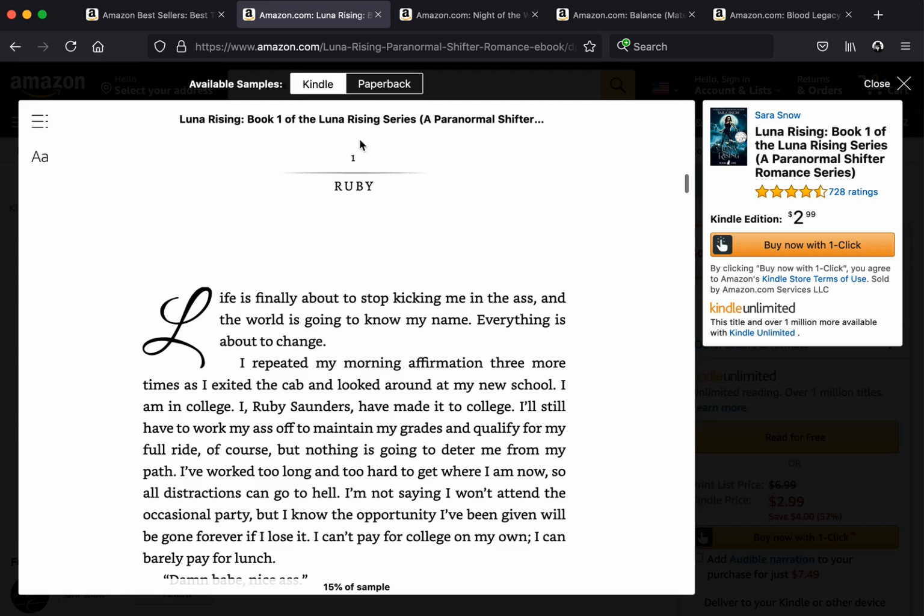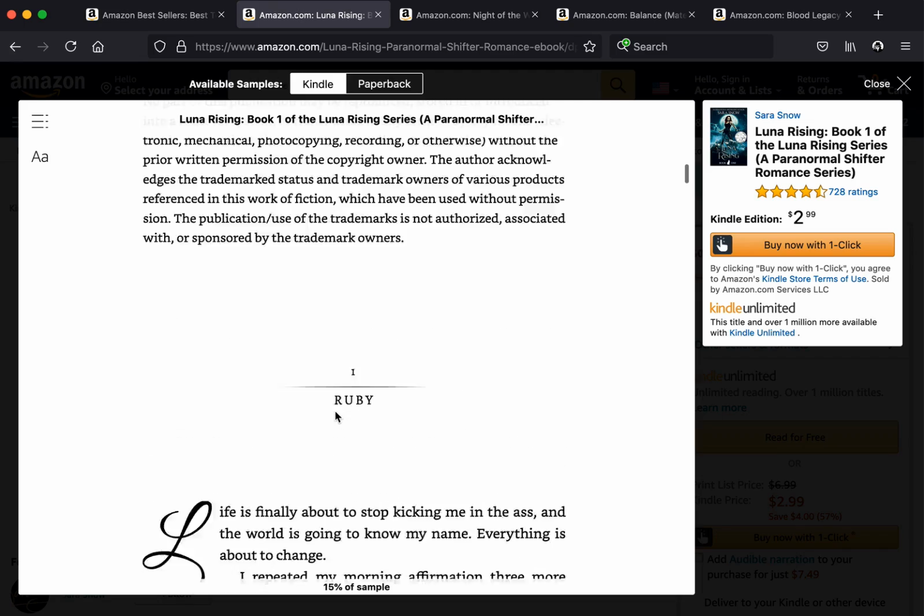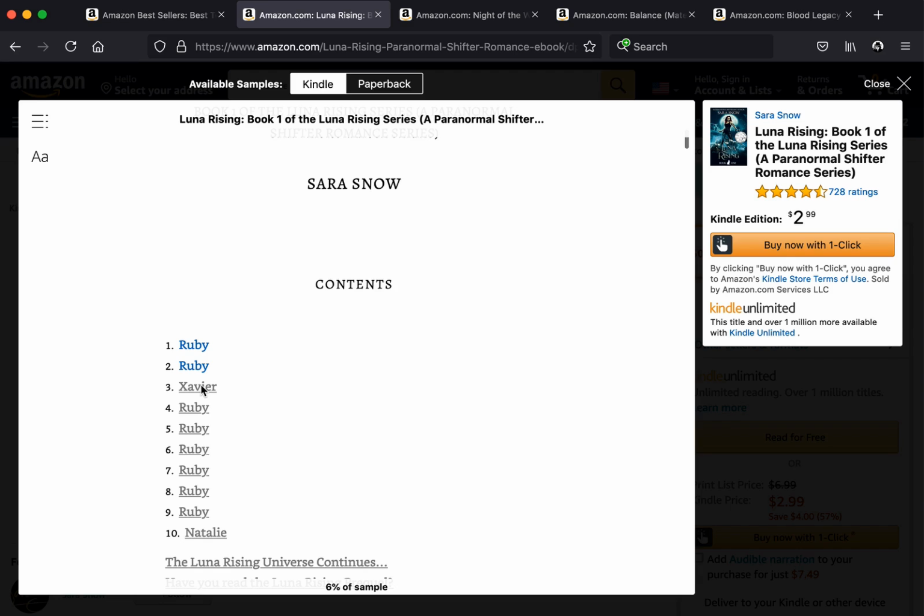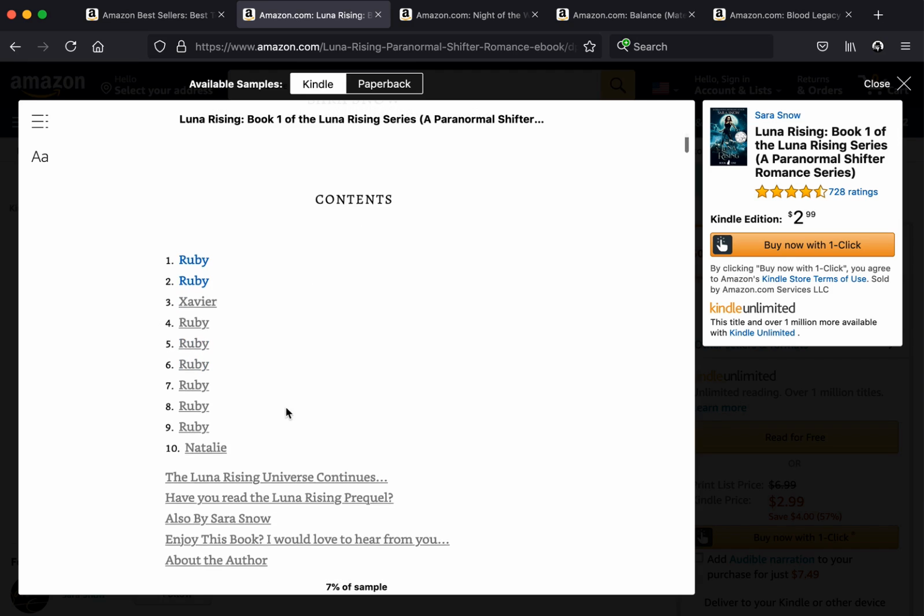Same thing here. I'm gonna repeat my morning affirmation 3 more times. Now look, this says Ruby, so as the name, so I'm guessing this part is first person past. Okay, here we go. Ruby, Ruby, Xavier or Javier. Ruby, Ruby, Ruby. And then Natalie. Interesting. So we have a triple first person perspective, I'm guessing, but it's almost all from one character. So whether you want to consider this dual or triple or multiple or mostly first person past for one character, kind of up to you. I would just call this dual first person because there's only 2 chapters from a different perspective.